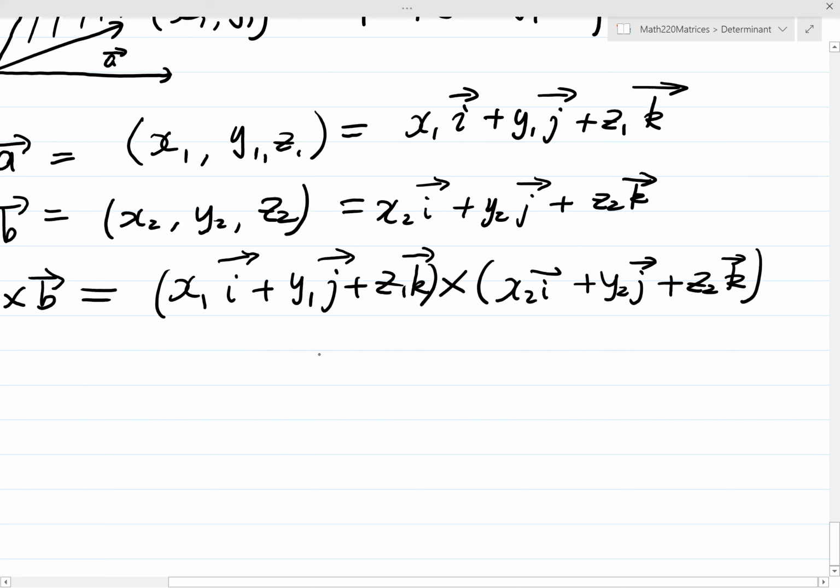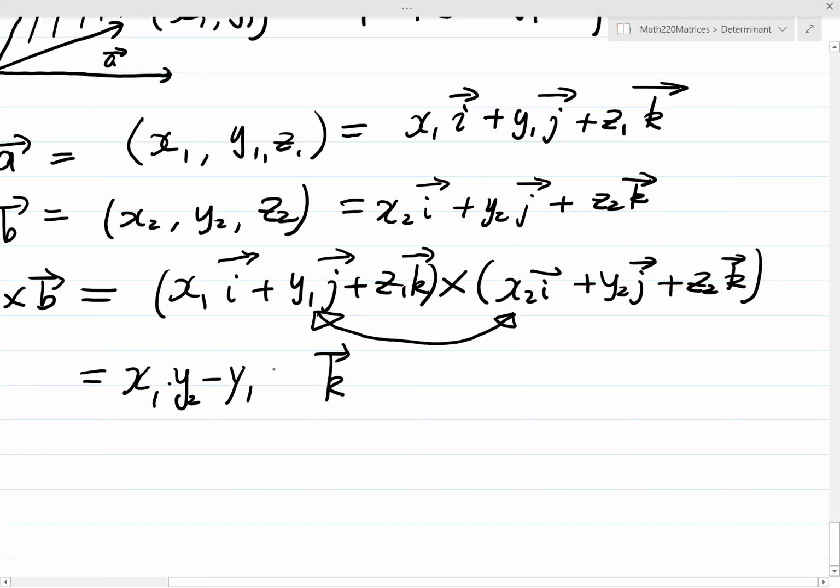So the coefficient of k comes from the contribution of the x1 term times the y2 term. i cross j, you get a k. Now you have another case, y1 j with i. This also produces k, but it's j and i. If you switch i j, j cross i gives you a negative k. So you get a negative contribution.